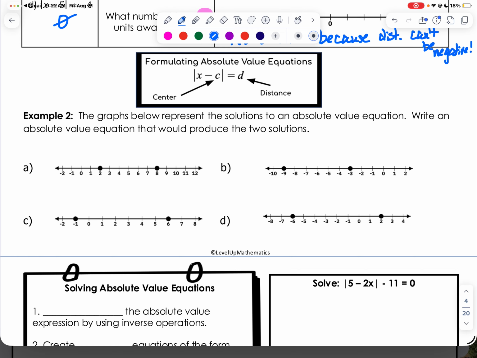So to write the absolute value equation, you want to identify the center and you want to identify the distance. And then you can use those two values to write your absolute value equation.